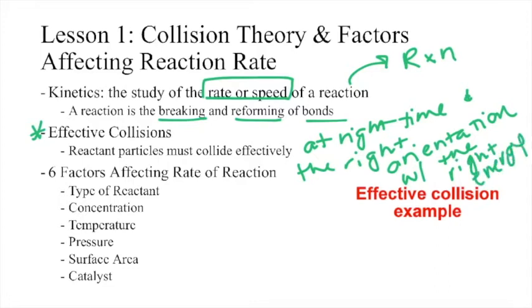This little spot down here was supposed to be an animation, but it didn't show up in this app, so it's fine. We don't need it. So an effective collision is reactant particles colliding at the right time, the right orientation, and the right amount of energy. And there are 6 factors that can affect the reaction rate. We're going to talk about each of these. I have 3 on each slide on the next 2 slides. So let's take a look at the first 3.